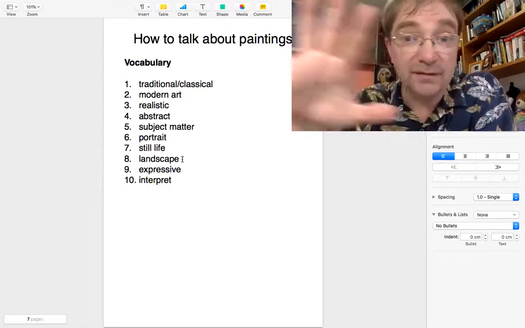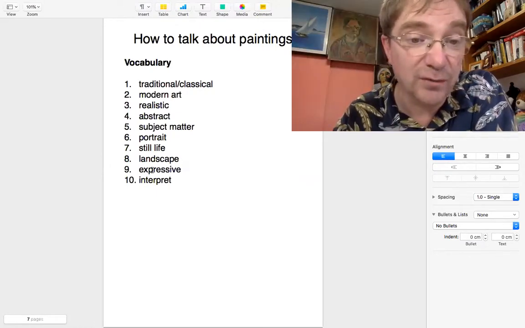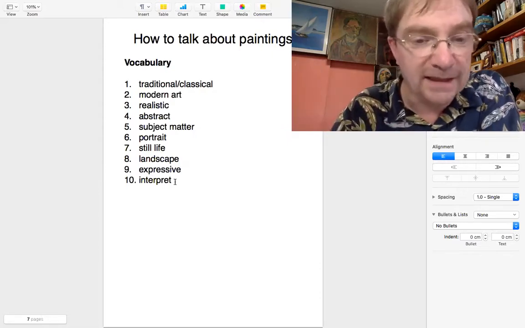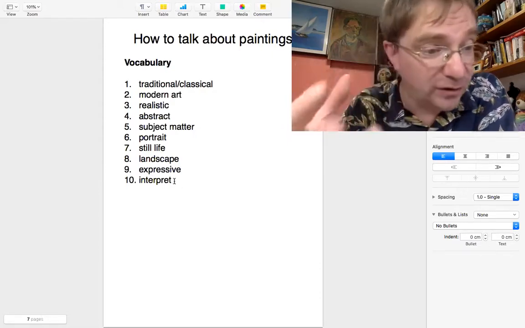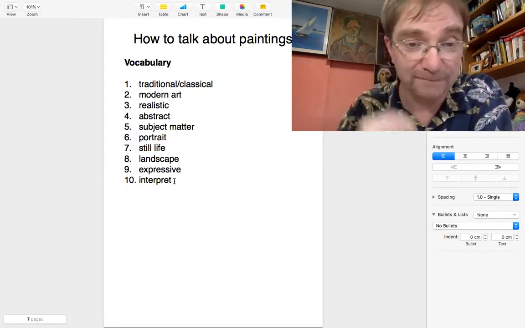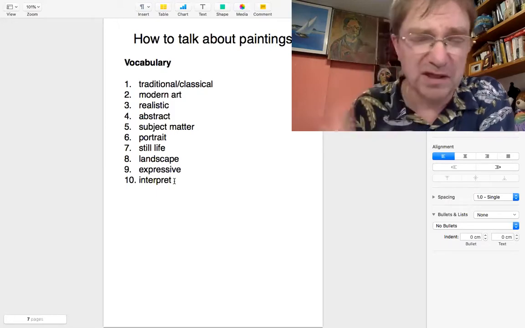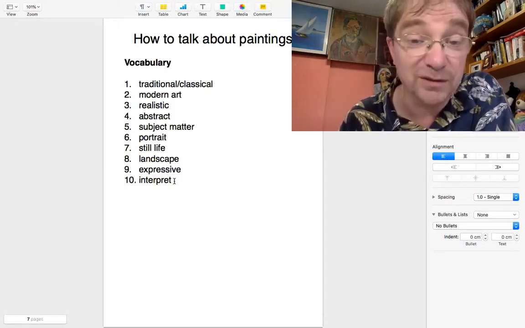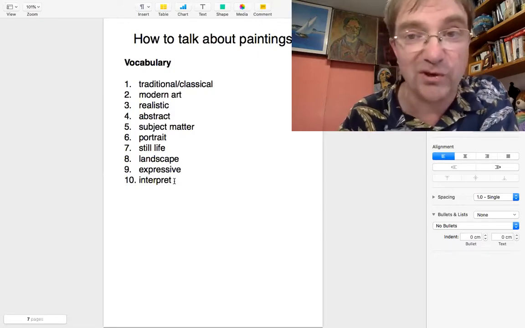Landscape, countryside, and this is a word, expressive, means showing emotions. And the last one, interpret, is how you get meaning from something. You have to get the meaning. I don't know, what does this all mean? Okay, the easiest way to understand these words is if I show you some examples. So let's go on an art tour, yay!